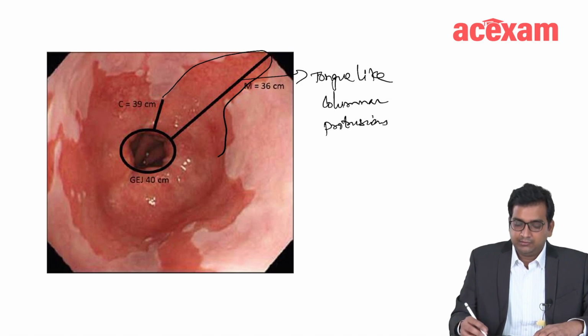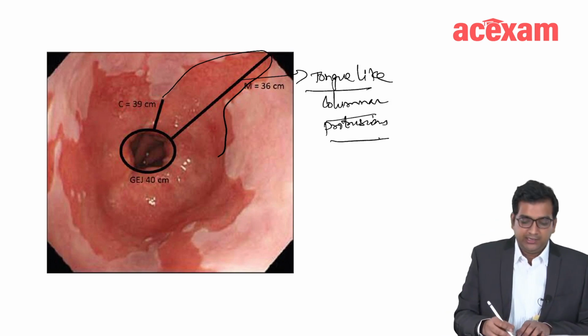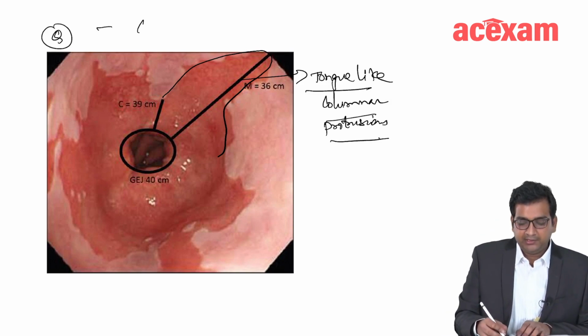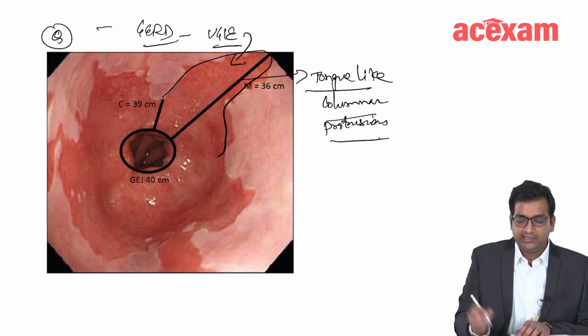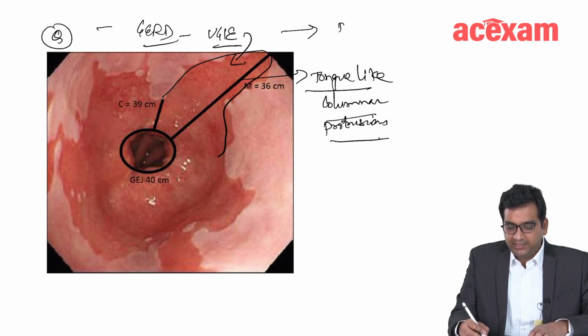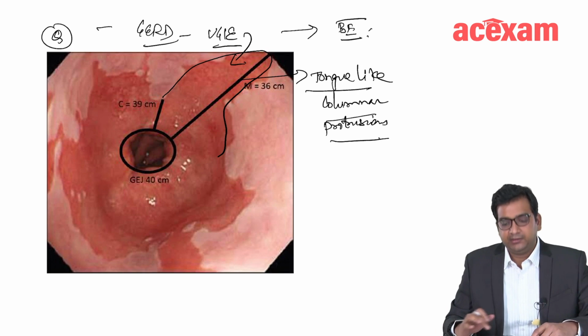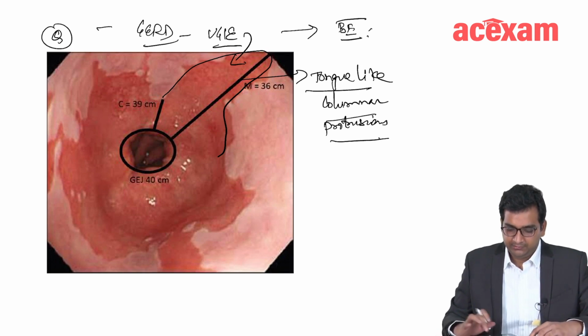Okay. So now there is a patient. I'll tell you the question. A patient has complaints of GERD, and on upper GI endoscopy this is the diagram. What is the diagnosis? The diagnosis is Barrett's esophagus. Okay. I'll discuss Barrett's esophagus in a few minutes.